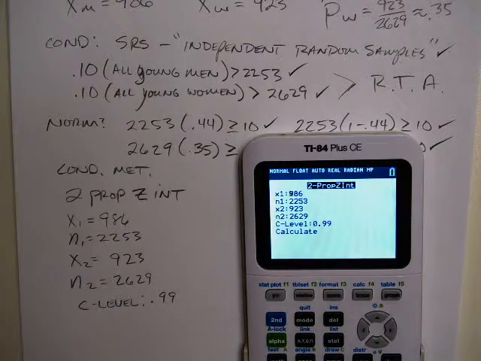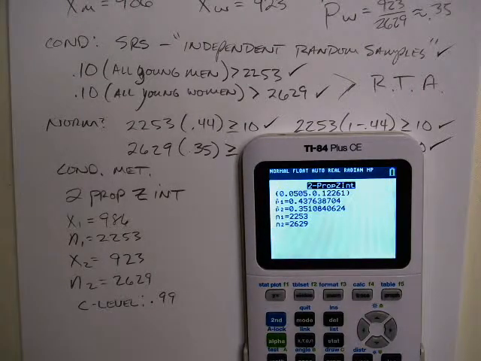Confidence level 0.99, and then we'll calculate that. So I'm writing everything that I put in, and I'll write everything that I get out that hasn't already been written. So the N1 and the N2, I'm not going to rewrite those. I don't see a point in that.